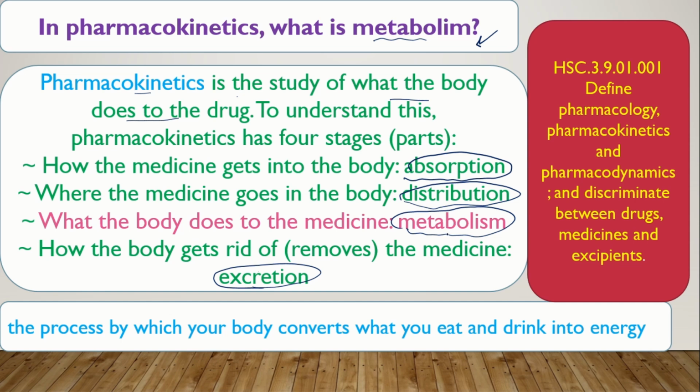Another meaning of metabolism is the process by which your body converts what you eat and drink into what? Into energy. Clear? Absorption, which is how the medicine gets into the body. Distribution, where the medicine goes in the body. Excretion, how the body gets rid of or removes the medicine. Clear?